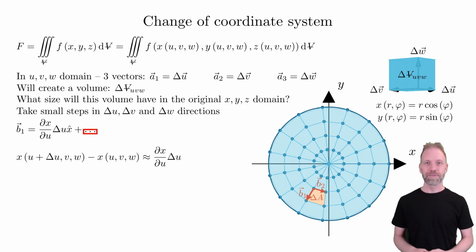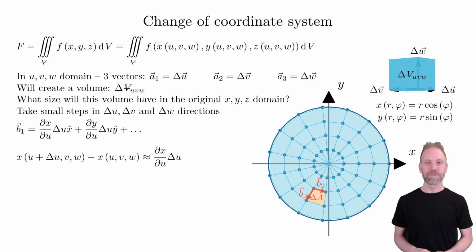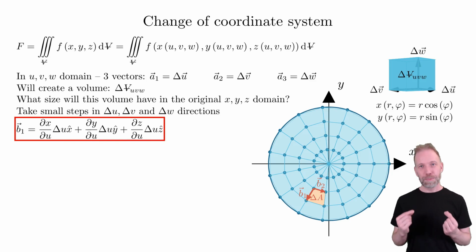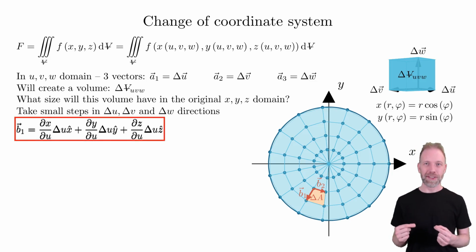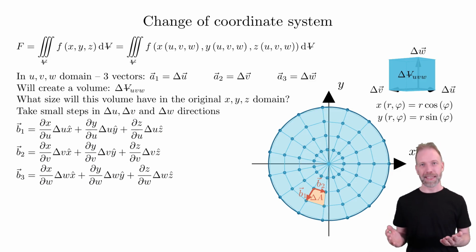Continue with the y direction. Here we do the same, but take a small step in the y function. Just as before, this gives the partial derivative. And finally, the z direction is the same. This means that if we take one small step in the variable u, this is how long we would move in the x, y, and z directions. We can repeat with a small step in v, which gives the following vector b2 using the same pattern. And finally, we get b3 by taking a small step in the w in the same way.